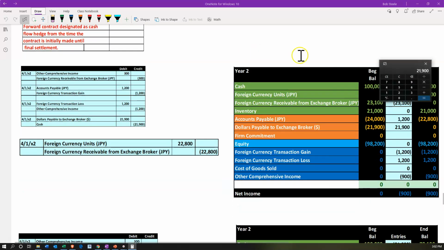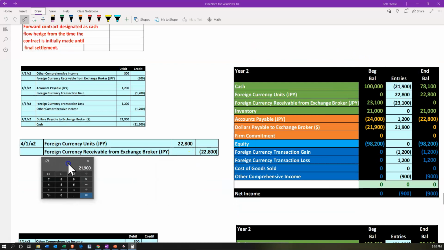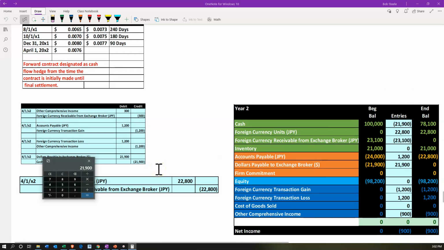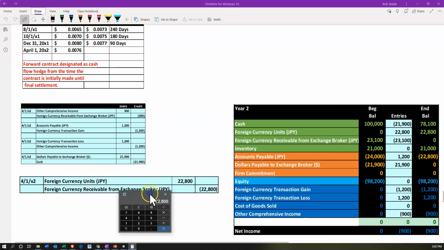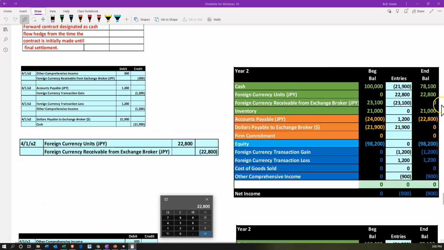So now we've got this asset of foreign currency in units, the 3 million yen on the books at the $22,800. We're going to remove the receivable. Once again, that 22.8 is calculated as the 3 million times the 0.0076. There's the 22.8.